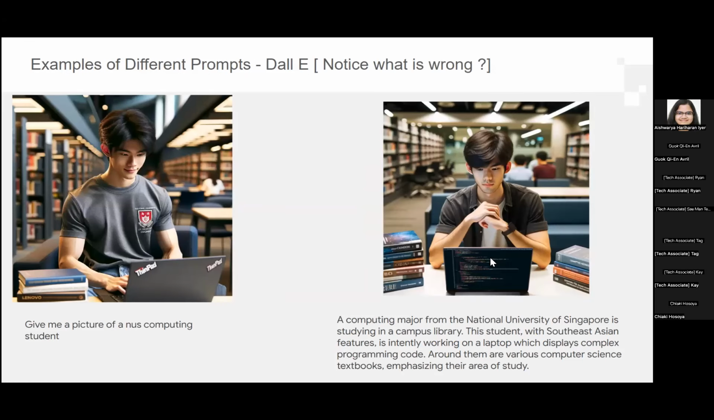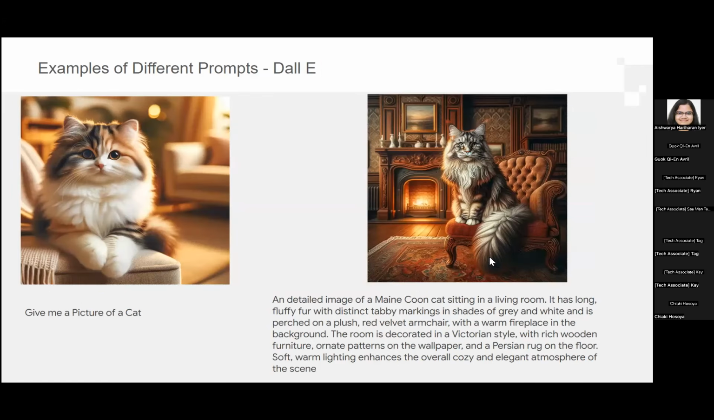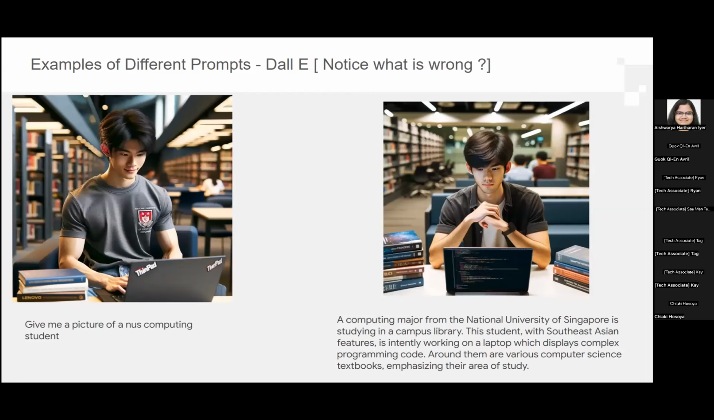Because at the end of the day, while this AI is very powerful, the job of us as users of this AI is to provide as specific a prompt as possible. And in the next slide, we can tell that sometimes being extremely specific might not lead to good outcomes. Again, these two pictures are generated by GPT-4. The left picture is a prompt to GPT to generate a simple picture of a computing student in NUS. And the right picture is a much more detailed prompt.